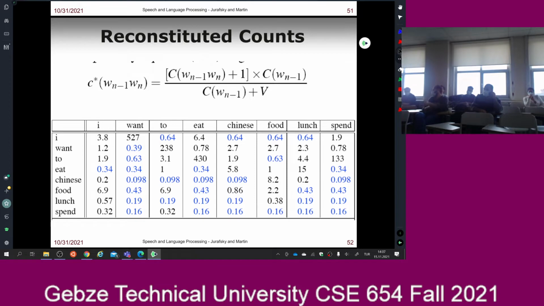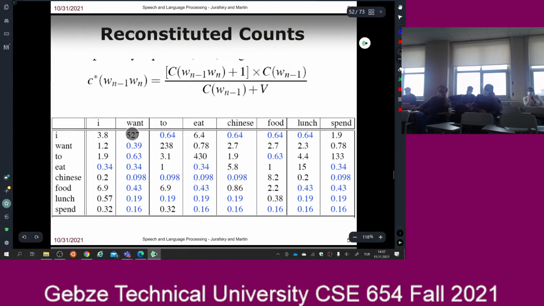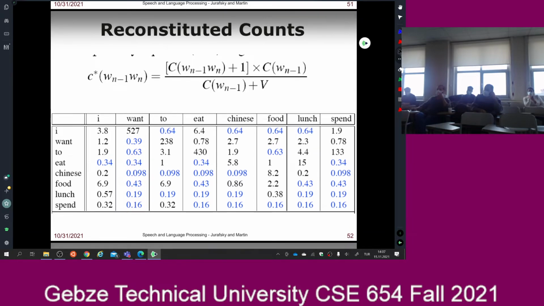When I look at these reconstituted, or reconstructed, counts, remember this 800 value, 827, something like that. In the reconstruction, it went down to 528. So very large differences. See this one.